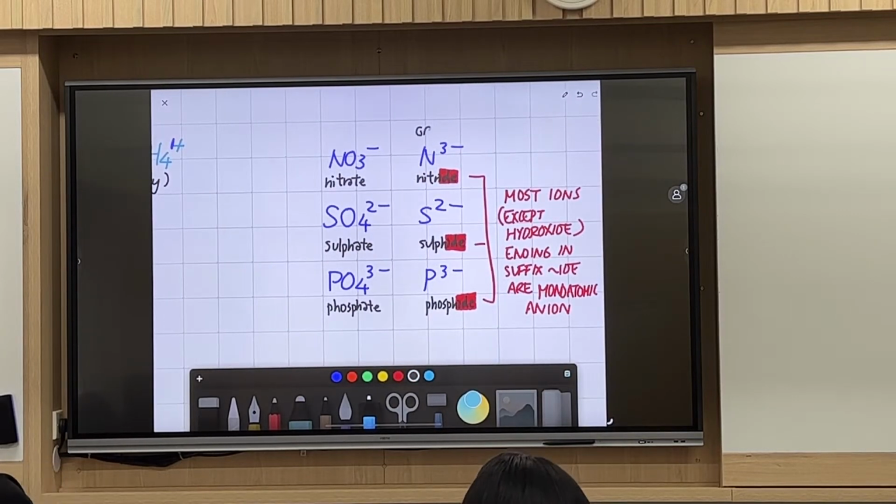Okay, nitrogen is from group 5, so it's 3 minus. Sulfur is from group 6, so it's 2 minus. Phosphorus is again from group 5, so 3 minus. You don't have to remember the group number, but you do have to remember that something from group 5 would form a 3 minus charge ion. Group 6 will form 2 minus, etc.